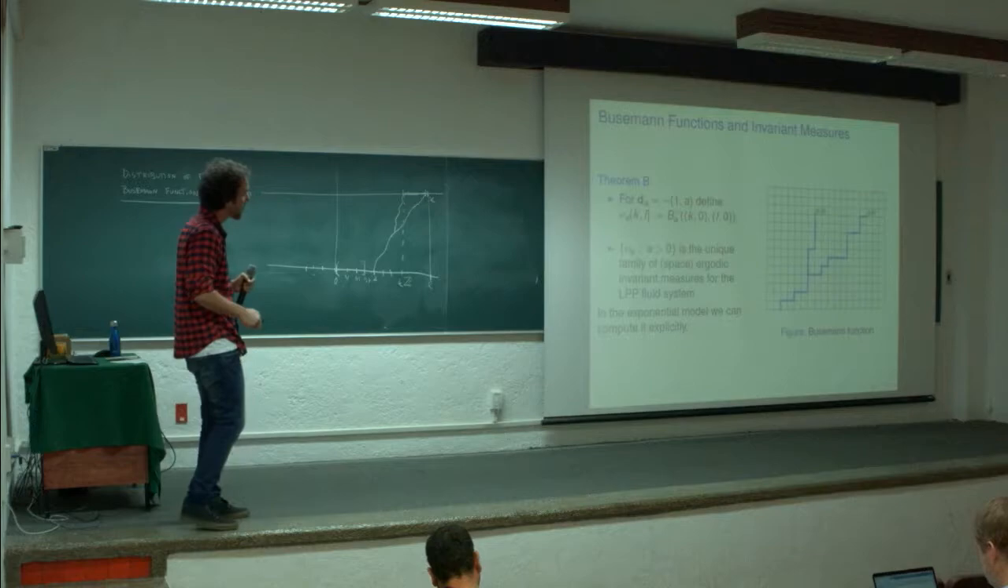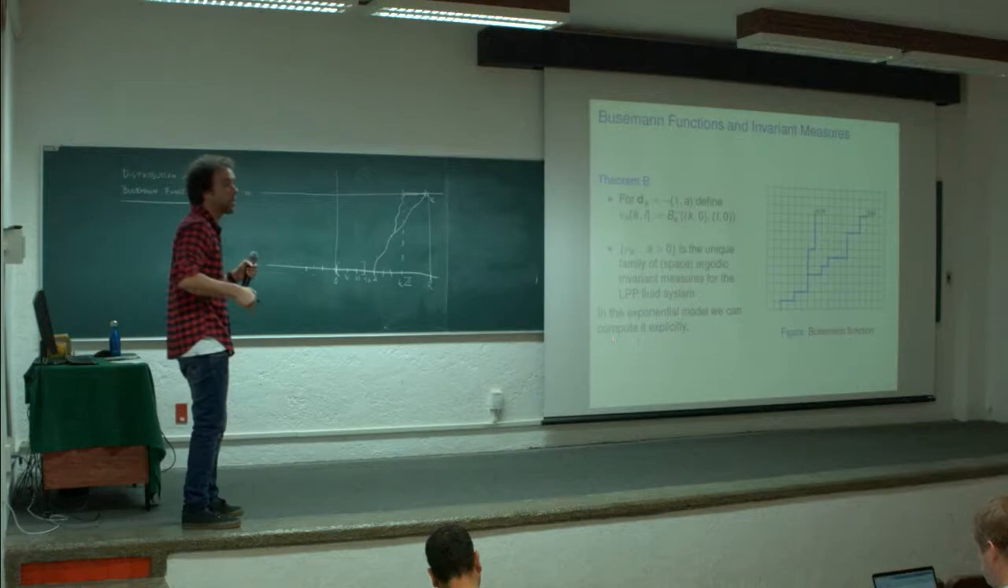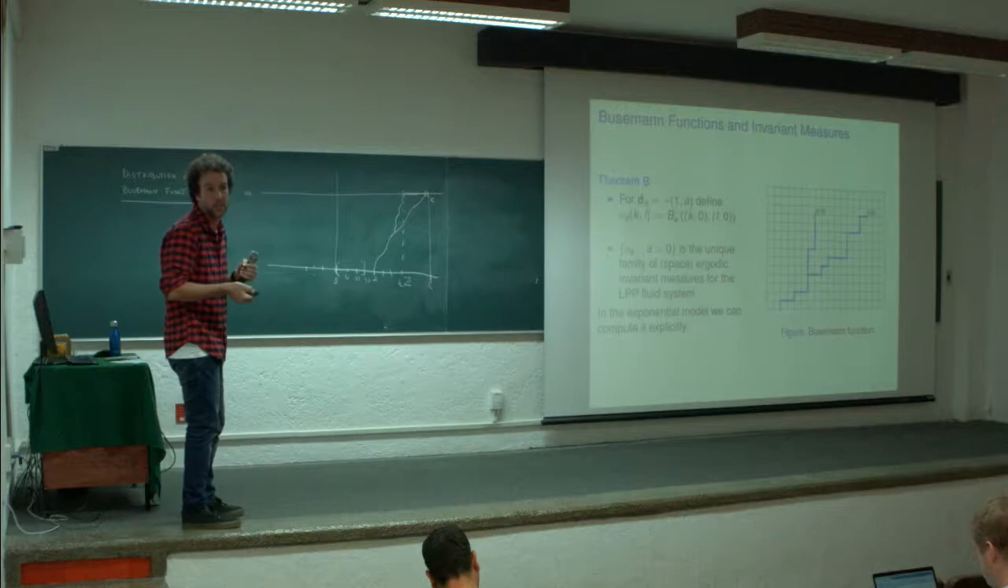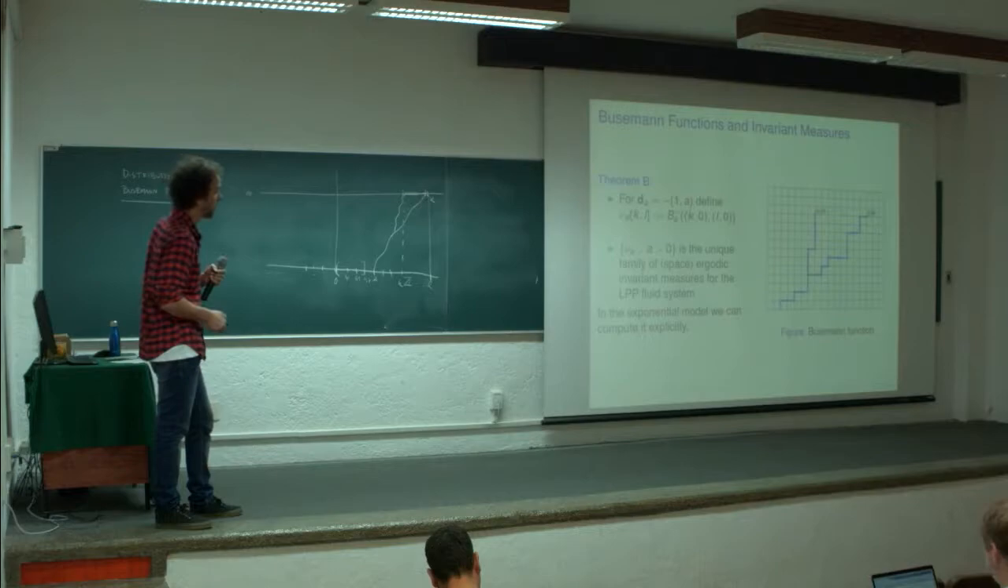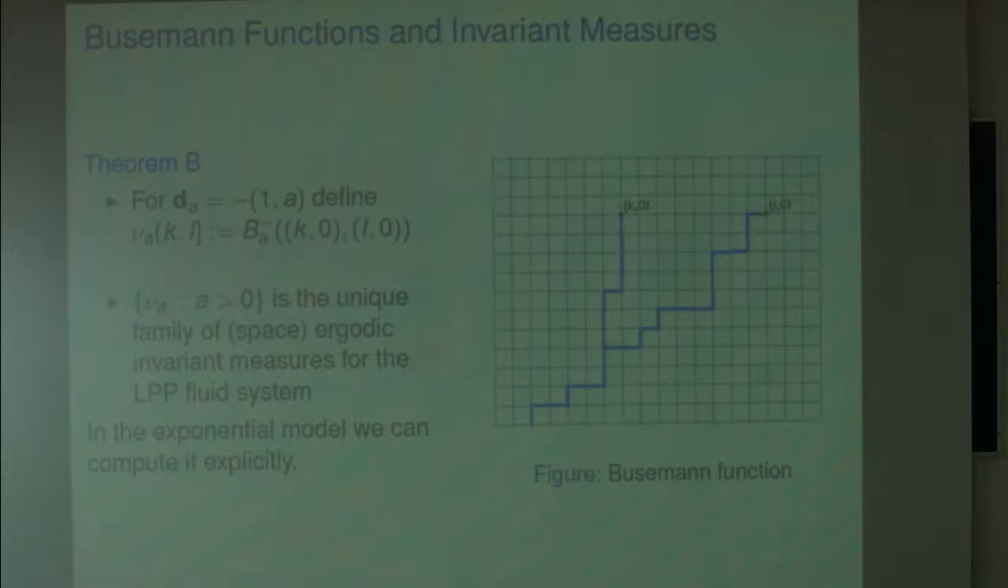Okay, so the exponential model is a very particular model, in some sense, where you can do some computations and compute it explicitly. In most cases, you cannot do it. But in exponential, and also if you take geometric weights, you can do computations and see what happens with the Busemann function. So I will not explain the proof of this theorem, but I will explain how you get the connection with the invariant measure for the LPP system, okay? And then you can get the description of the Busemann function in that case.